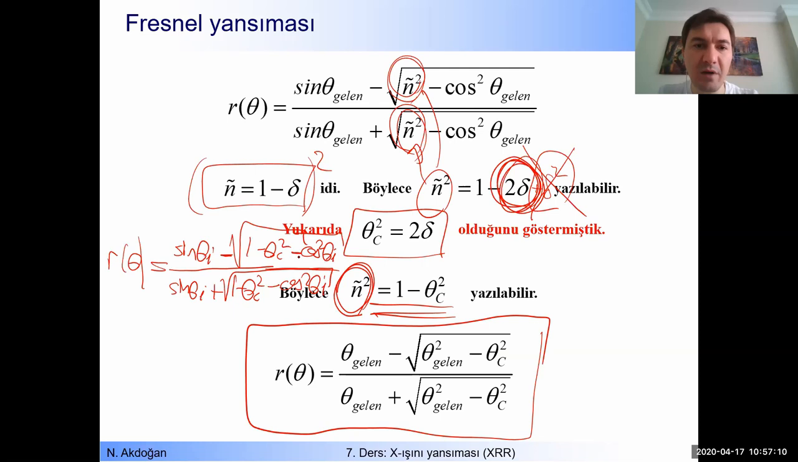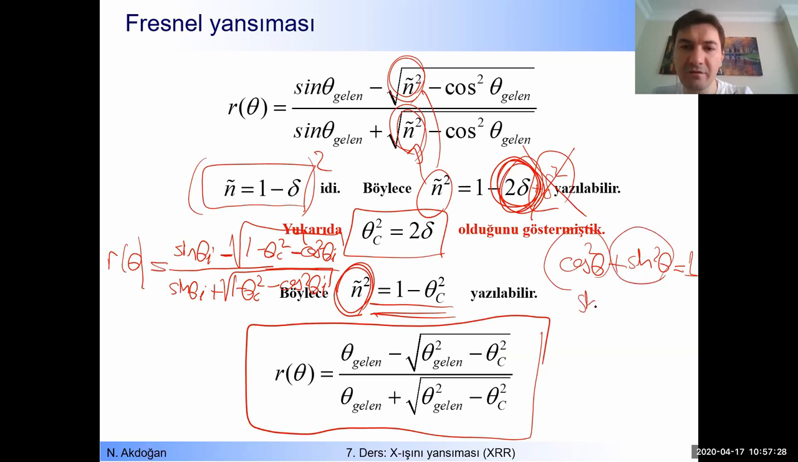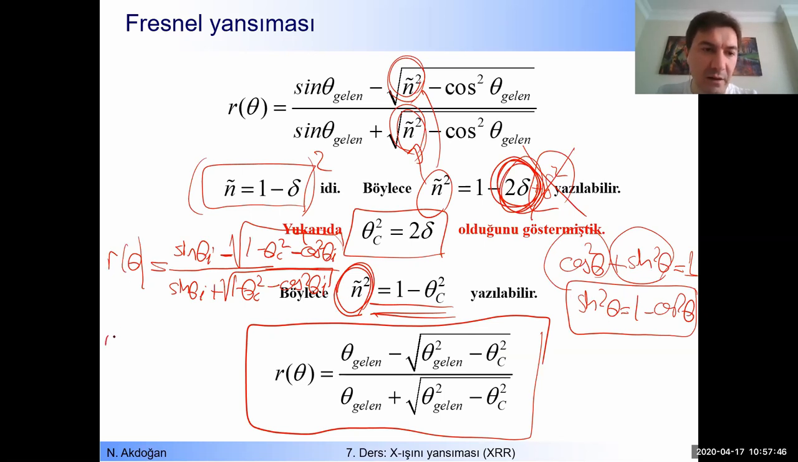What I have here is 1 minus cosine square theta incident. I know the expression: cosine square theta plus sinus square theta is equal to 1. So sinus square theta is given by 1 minus cosine square theta. Here I have 1 minus cosine square theta, so instead of this one, just use sinus square theta. So then r theta will be like this: sinus theta incident minus the square root of sinus square theta minus theta critical square, over sinus theta incident plus the square root of sinus square theta minus theta critical square.